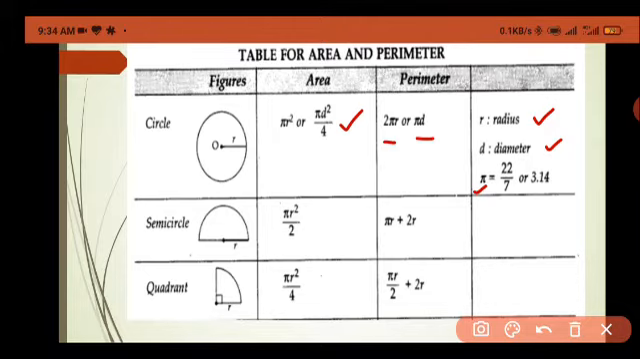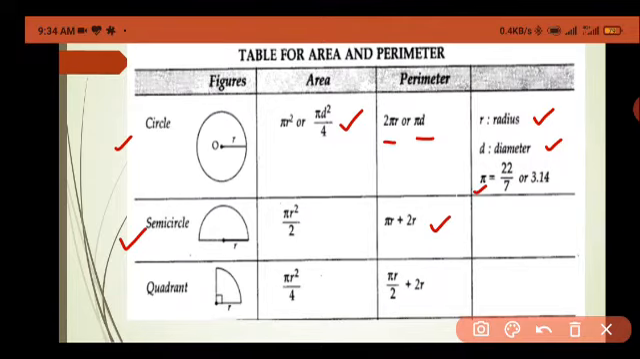Okay. Now the second topic is semicircle. Semicircle with radius r, area is pi r square by 2, half of the area of the circle, and perimeter is pi r plus 2r.